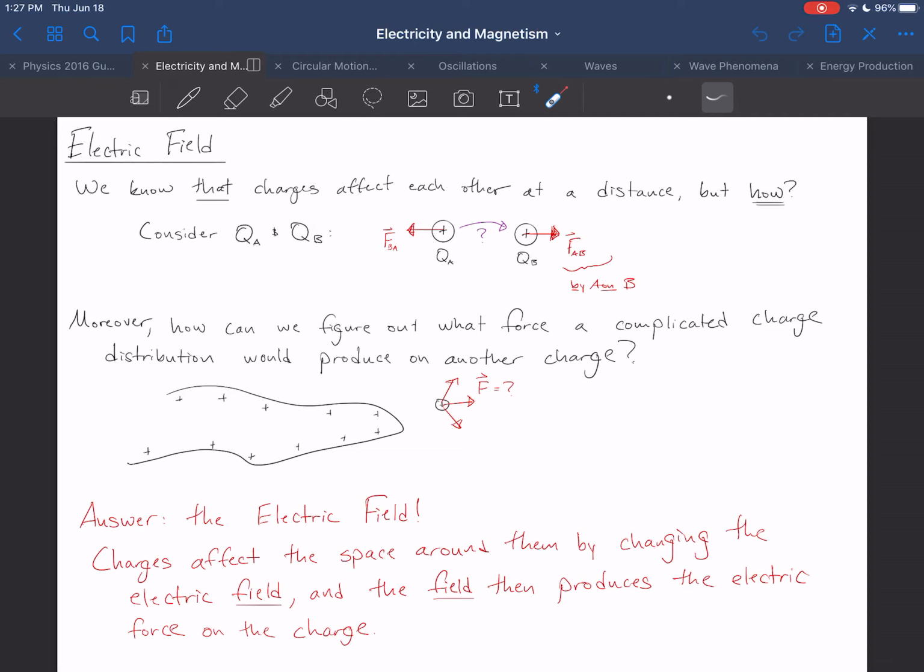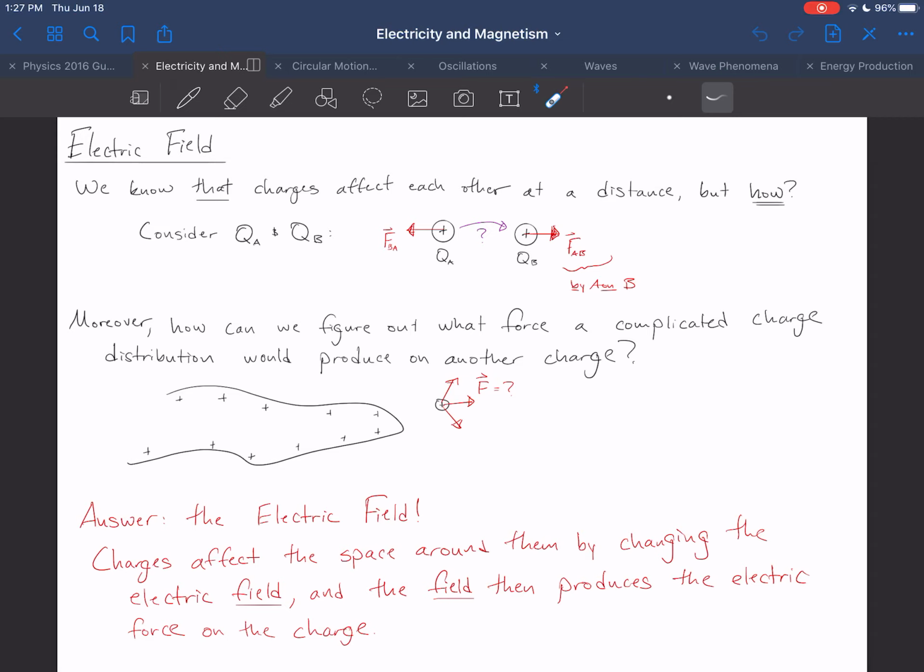The field itself is invisible, okay? But it can be described and it has very predictable properties. It will do different things. So one of the things that it does, and the essential ingredient here, is that the field in that space then itself produces the electric force on the charge.